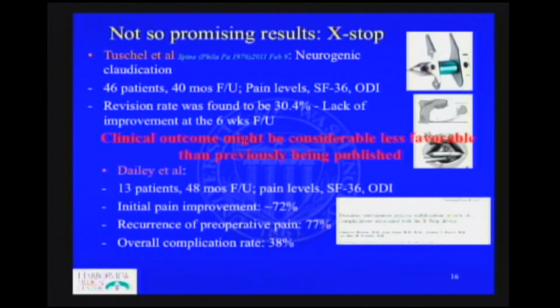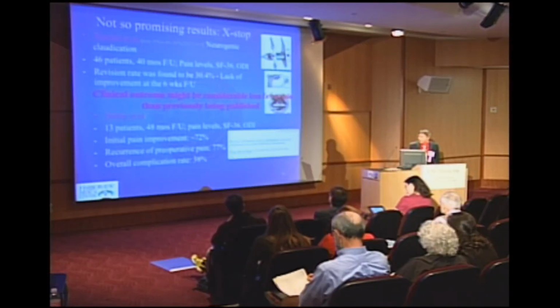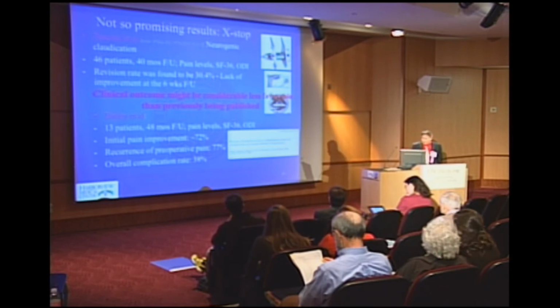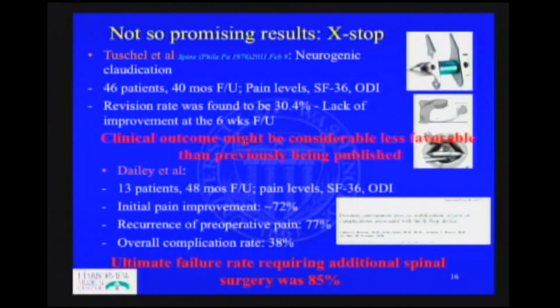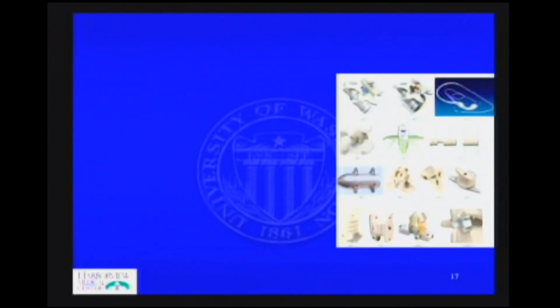And also, Daly published this data with 13 patients with 4 years follow-up. The pain level, SF36 and Oswestry have been followed. Initial pain improvement reached 72%, but later on, the recurrence of the pain reached 77%, and overall, the complication rate was 38%. More importantly, 85% of these patients required additional surgery due to the failure of this device.